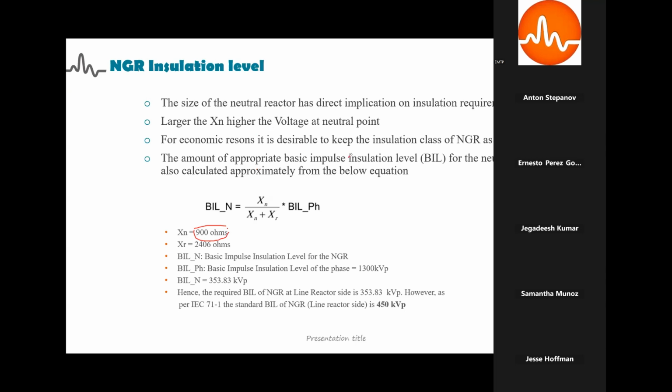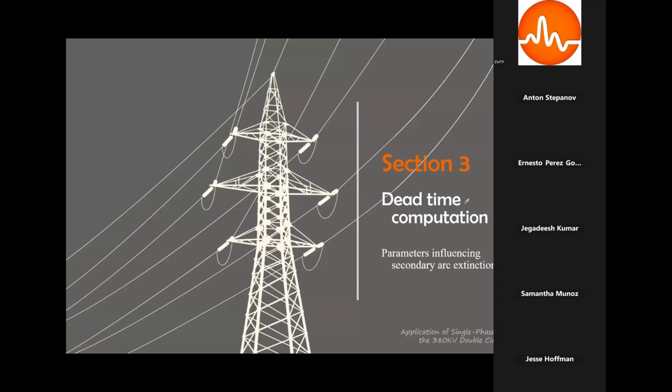So through analysis, we need to find a point where both objectives are achieved. Based on the system insulation level, it's just a voltage division, so we can select the neutral insulation level. In the first section we were introduced to single pole tripping. In the second section we saw how NGR, or neutral grounding reactor, helps in enhancing the application of single pole tripping.